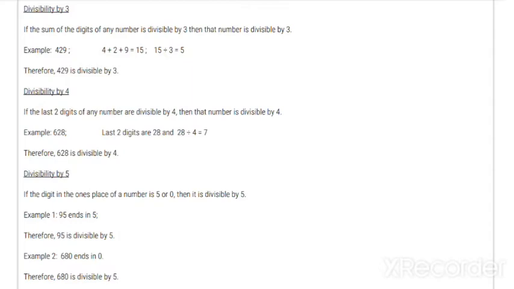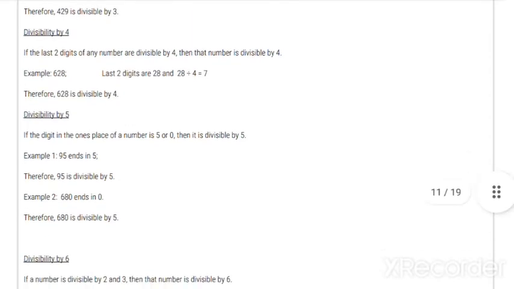Next children, divisibility by 5. If the digit in the ones place of a given number is 5 or 0, then children, it is divisible by 5. Like suppose 95, if you see, ends in 5, so it is divisible by 5. 680 ends in 0, therefore it is also divisible by 5.